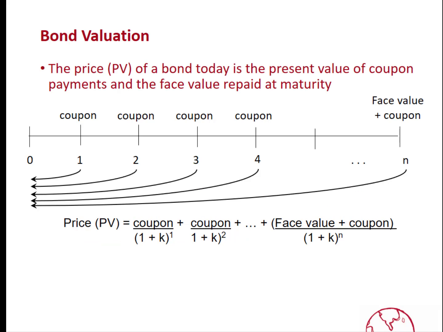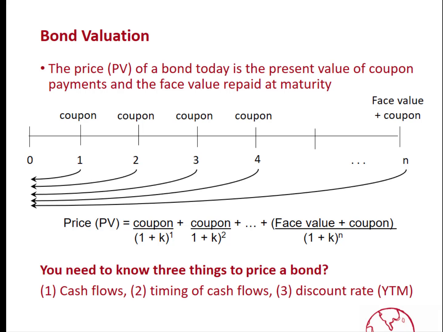So when we apply this magic formula to valuing a bond, we can see that a bond is actually a string of cash flows. It is the coupons as well as the face value that's repaid at maturity. And to find the price of a bond, we're simply going to discount those cash flows to find their present value, where the discount rate is going to be the yield to maturity. So in order to value a bond, we need to know three things. We need to know what the coupons are, when we receive them, and what the discount rate is.